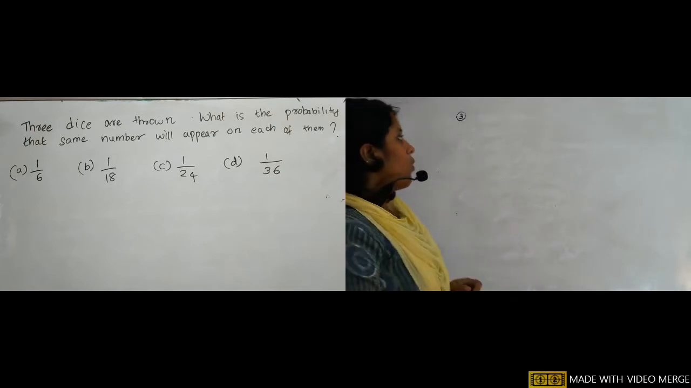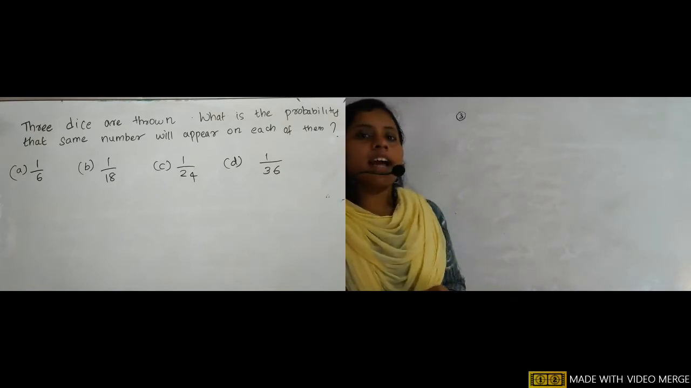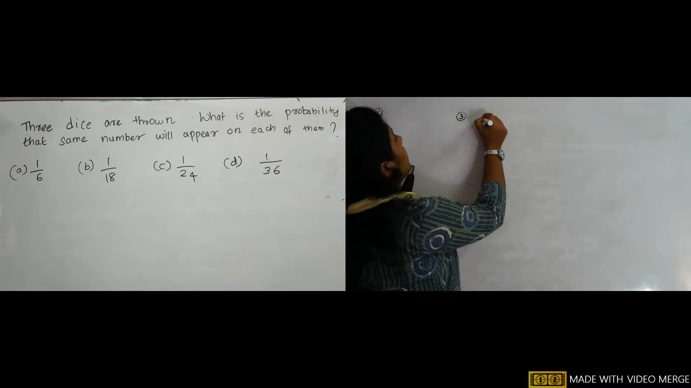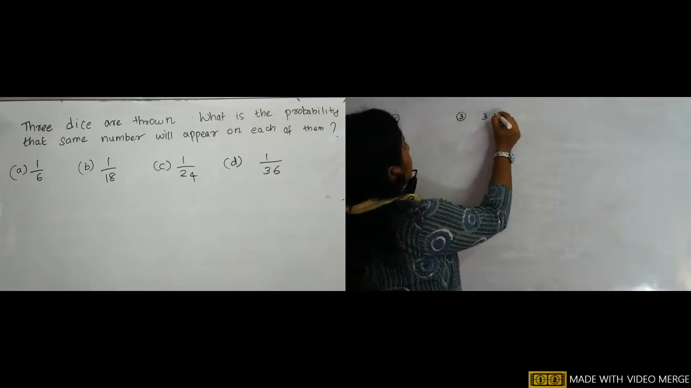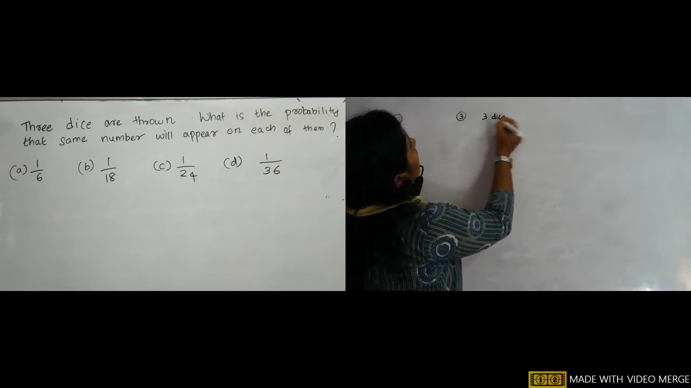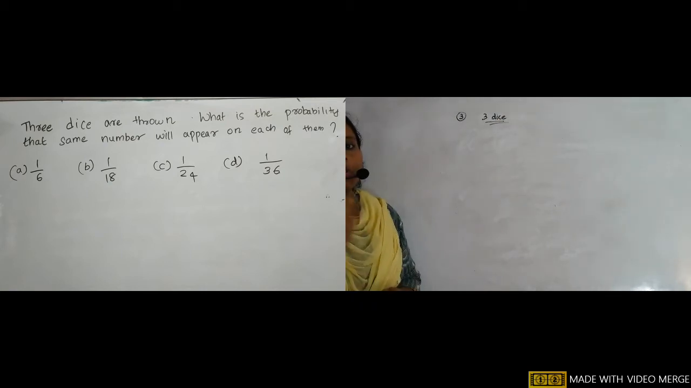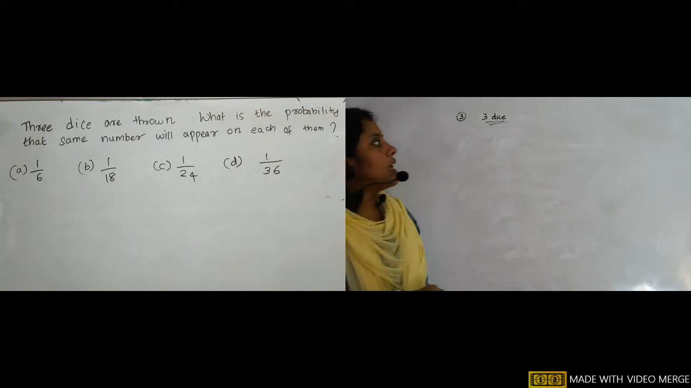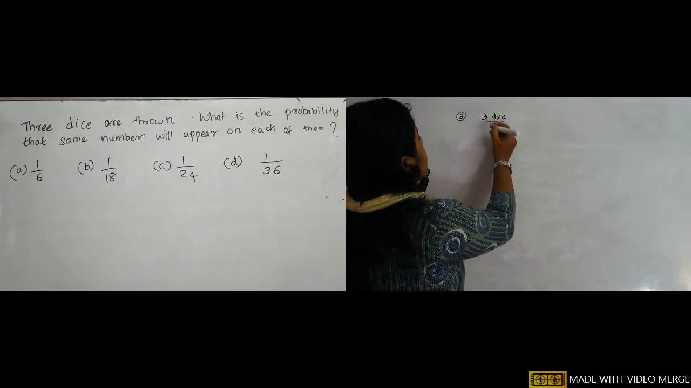Okay, so what is the situation? 3 dice are thrown. We have 3 dice. Now they are thrown, right? So they are thrown means what are the cases possible?